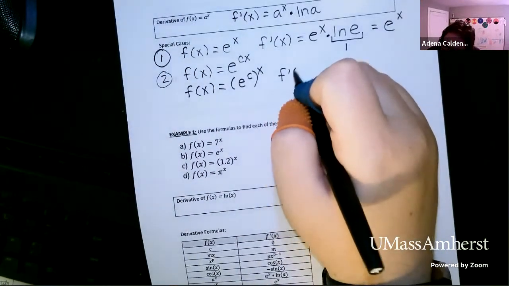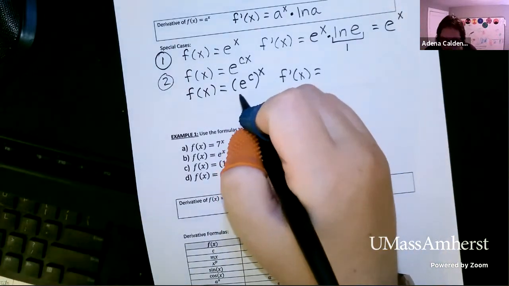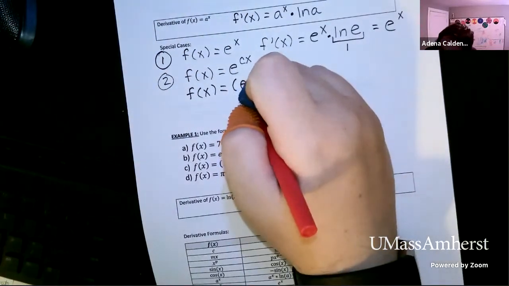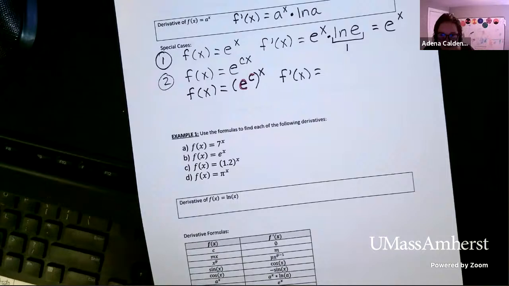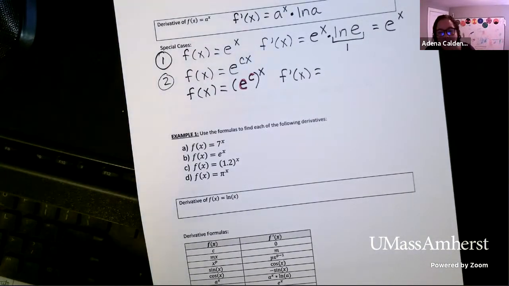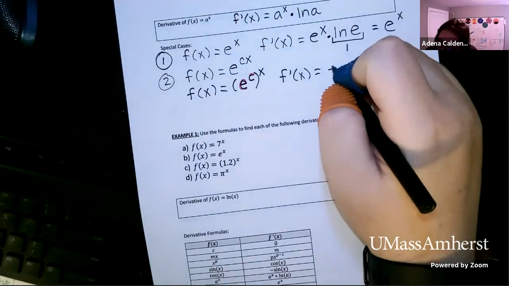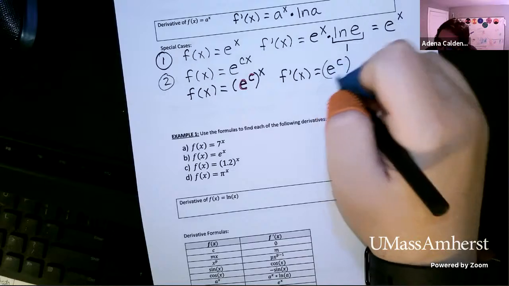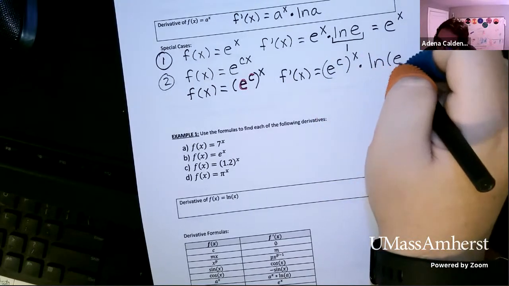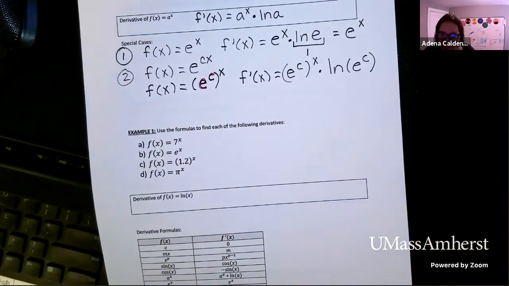So when we take the derivative and we apply our rule, my base now, I'll do this in red, my base is e to the c, because that's a number, because e is a number and c is a number. So e to the c is a number. So the rule says I get the same thing back, e to the c to the x times the natural log of the base. But my base here is e to the c.